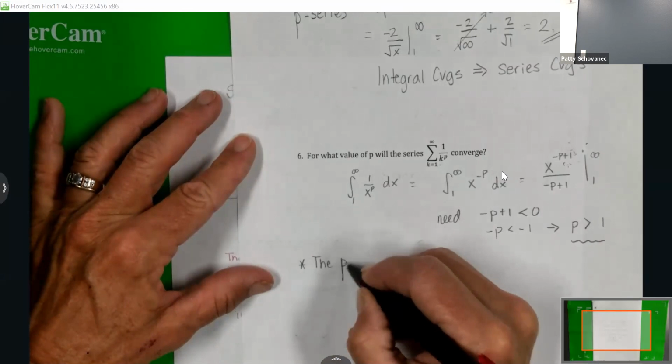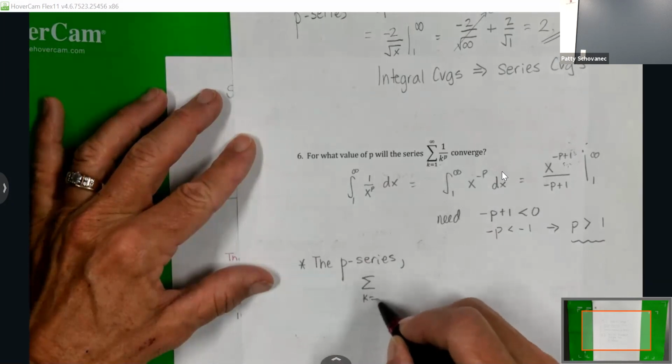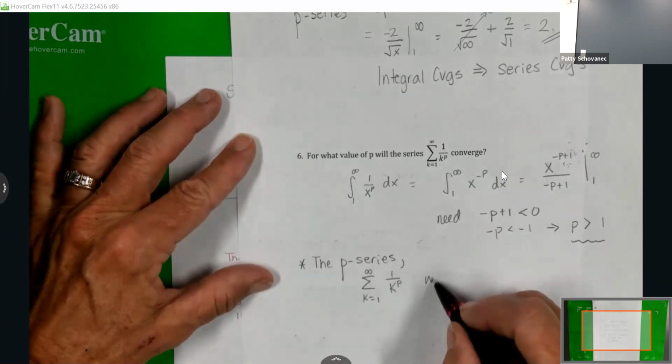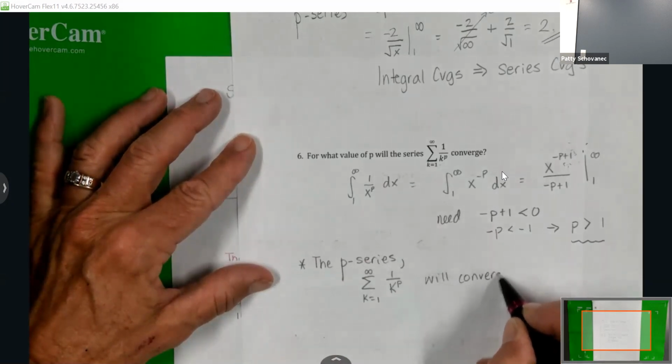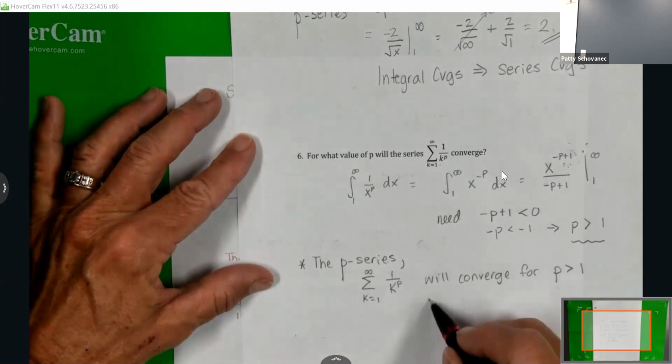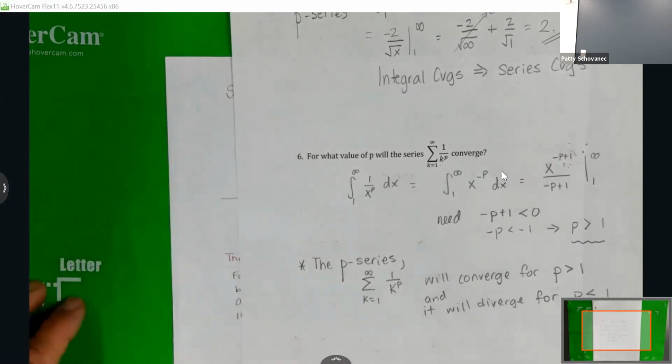So let's write that out. The p-series, summation from k is equal to 1 to infinity of 1 over k to the p, will converge for p strictly bigger than 1. And it will diverge for p less than or equal to 1. The p-series where p is equal to 1 has a name. It's called a harmonic series.